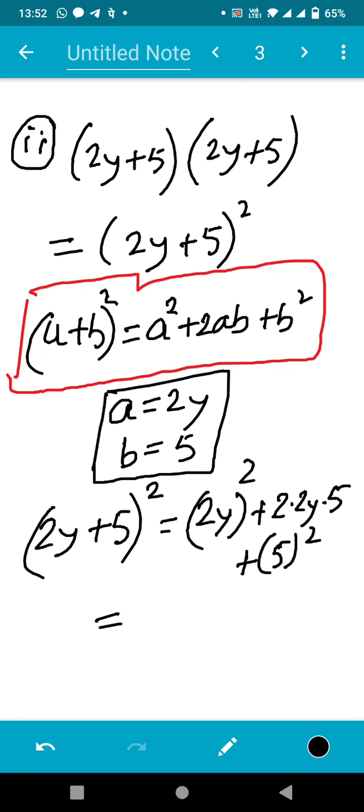Okay, so what is the result of 2y whole square? So 2y into 2y is what? 4y square. Okay, so what is the product of 2 into 2y into 5? So it will be 20y, and 5 square would be 25, that is plus 25. So this is the solution of sum number 2 of question number 1. Now let's move on to sum number 3.